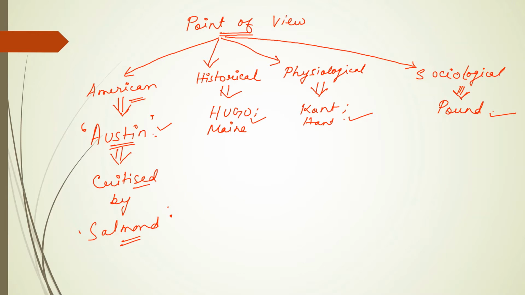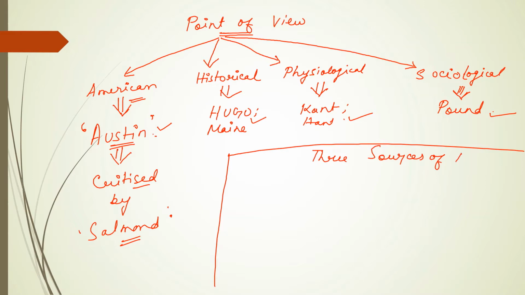Okay. And also in short, I want to tell you here, there are three sources of law. What are those? First is legislation. Second is customs. And third one is precedent.